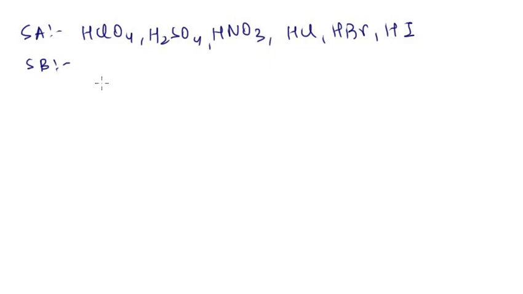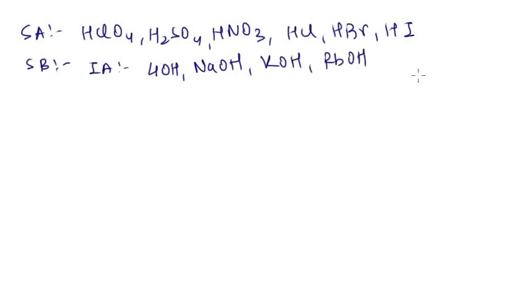So, hydroxides of group 1A. What are the hydroxides of group 1A? Lithium hydroxide, sodium hydroxide, potassium hydroxide, rubidium hydroxide, and cesium hydroxide. We do not take francium because it is radioactive. Now in case of group 2A, all hydroxides except beryllium. Beryllium hydroxide is not a strong base.